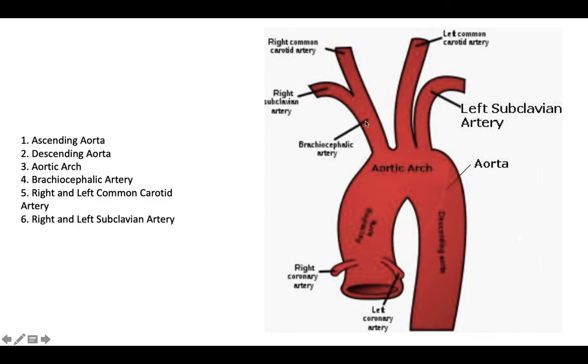The brachiocephalic artery splits into two other arteries. The right subclavian, which I'll show you here in just a bit, goes down the arm, and the right common carotid goes up to our brain or to our head. The second one is called the left common carotid. So it's going up the left side of the body. Right here in this open space is where the trachea and esophagus would be located.